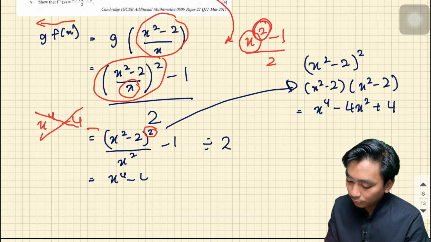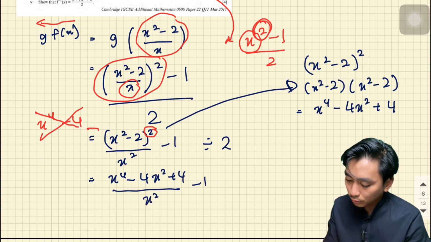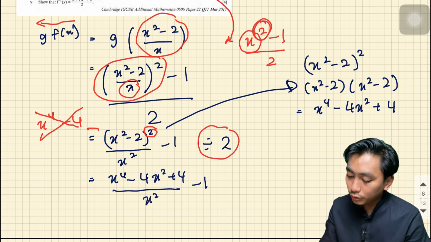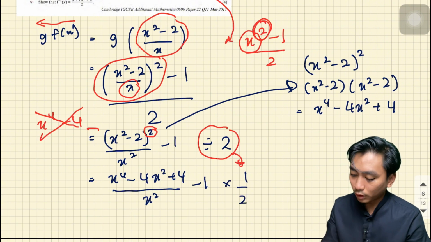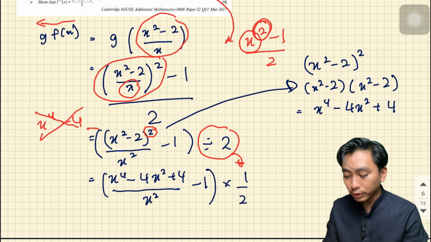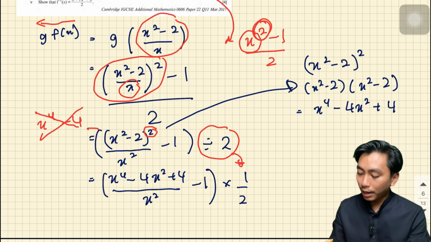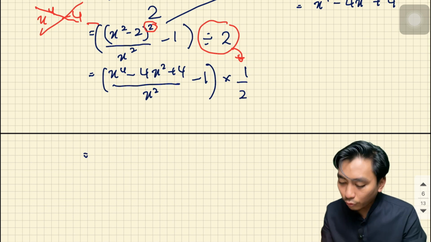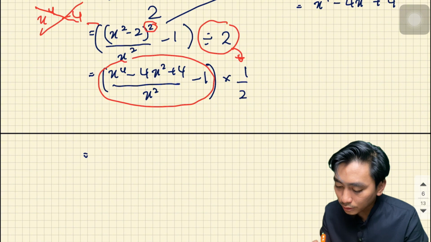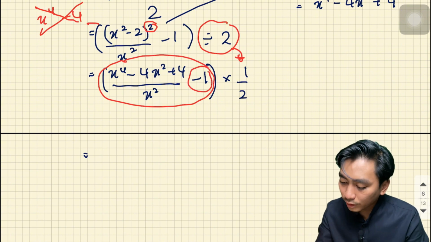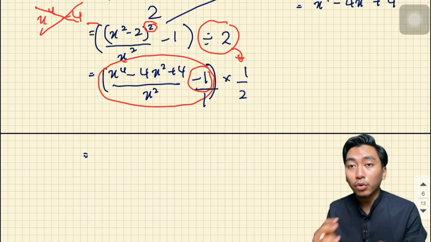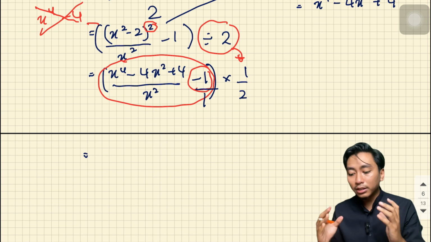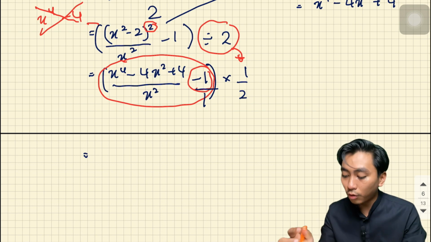x4 minus 4x square plus 4 over x square minus 2. This is divided by 2. You can also put it as times 1 over 2. You put a bracket here so you do not get confused. You put the bracket first and then you times. Okay, what you have to do then is simplify this equation in the bracket, which is the negative 1. This negative 1 is over 1, so you have to make sure that the denominator is the same to do the operation plus or minus.